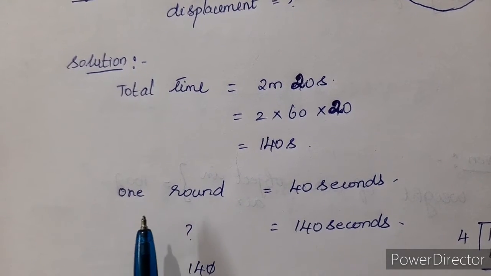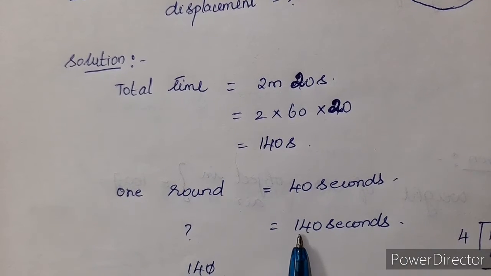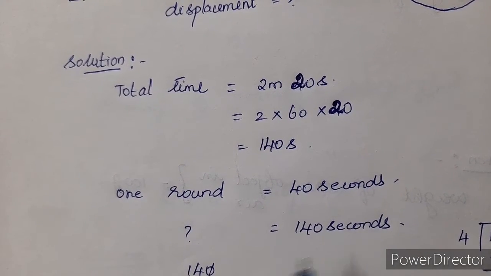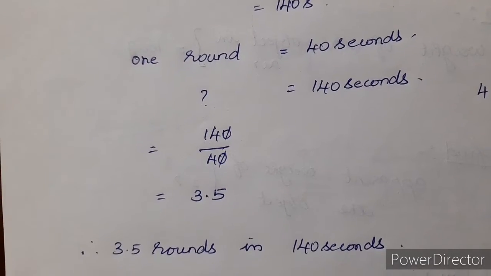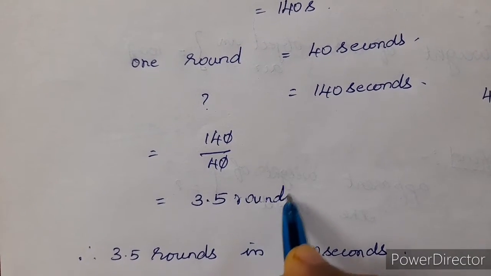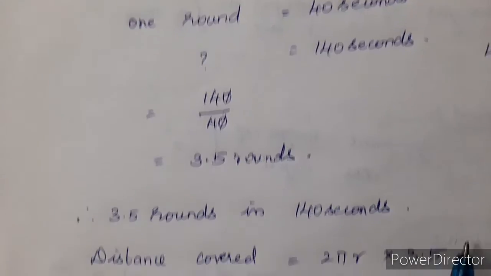Now the time taken for him to complete one round is 40 seconds. So how many rounds he will complete in 140 seconds should be calculated. So that will become 140 divided by 40. So that is 3.5 rounds. So he will complete 3.5 rounds in 140 seconds.